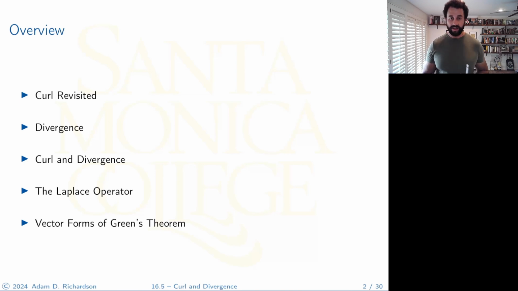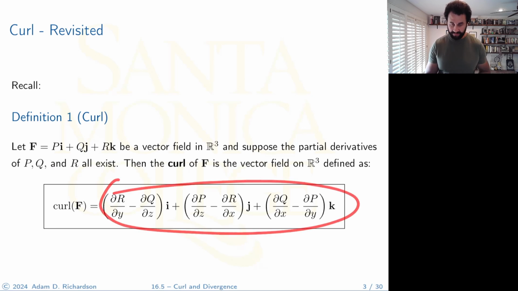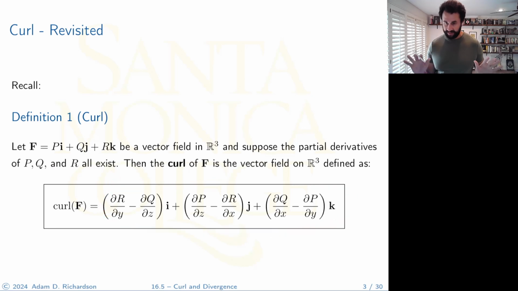So let's get started. Just revisiting curl, if you remember from the last lecture, this is the definition of curl. If you've got a vector field F with component functions P, Q, R, then the curl of F is its own vector field on R3, and it's defined as this vector right here. So just a reminder that curl is a vector, and it's a vector field because it's giving you a vector at every possible point in R3 or whatever region you're considering.